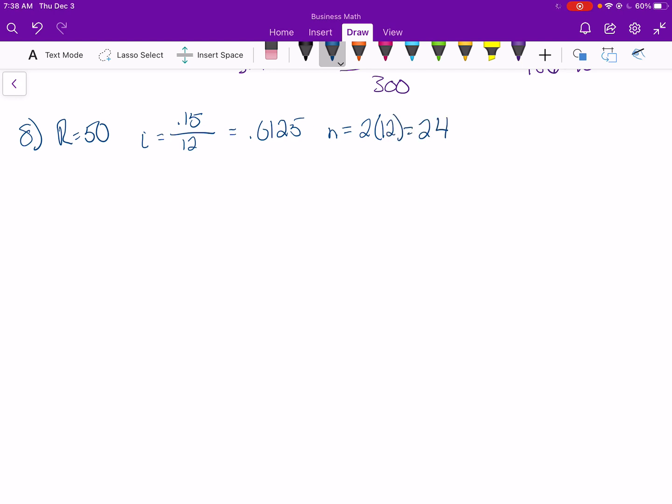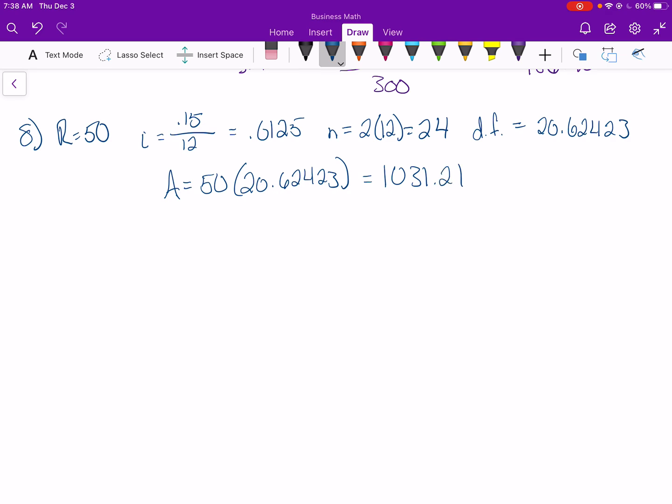And we're going to use a discount factor because when we're finding the actual price of the computer, we're talking about the present value. Our discount factor is 20.62423. So to find our current value, we take our R times our discount factor to get $1,031.21. But then we need to add 100 for the down payment to get a total price of $1,131.21. So that is the actual cost of the computer.